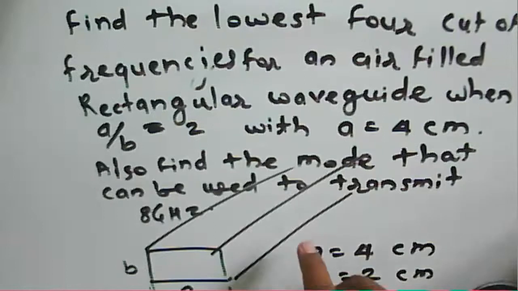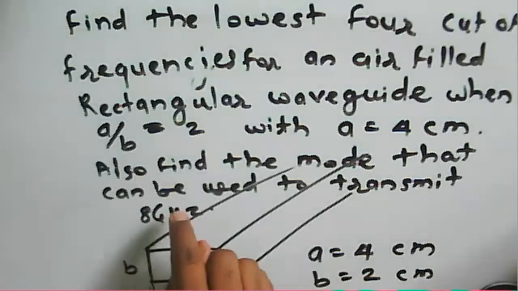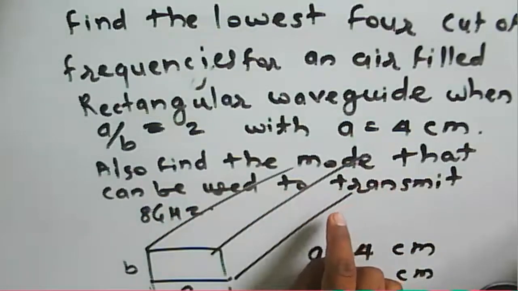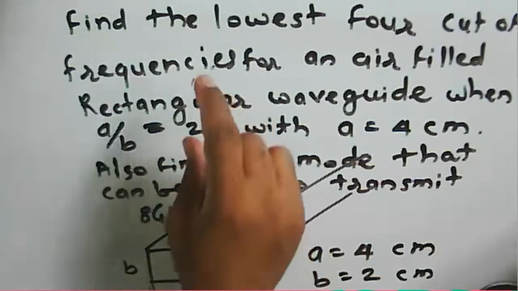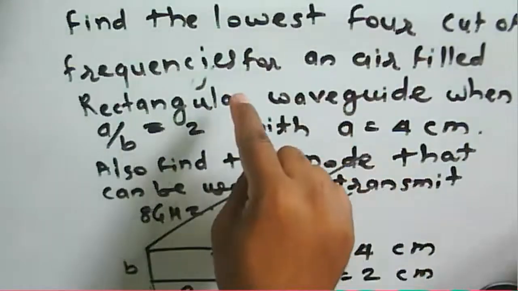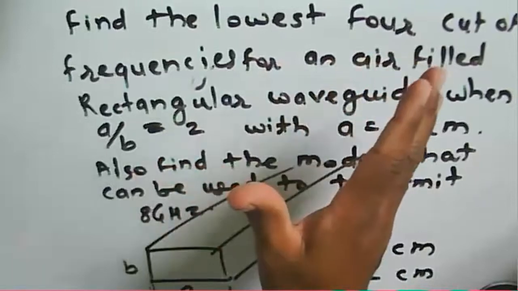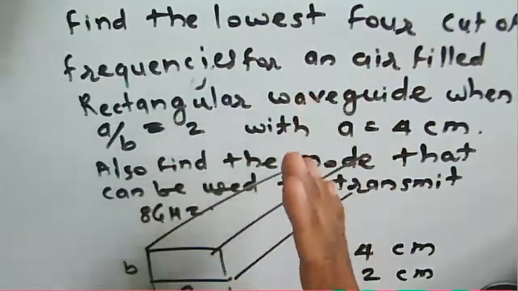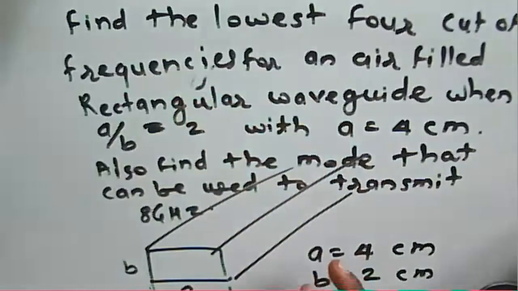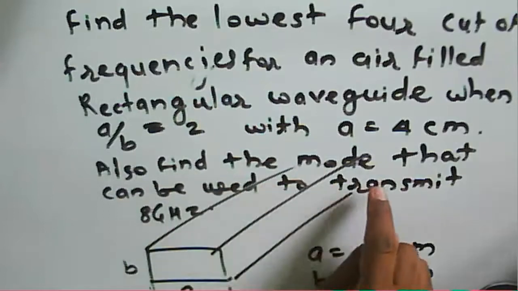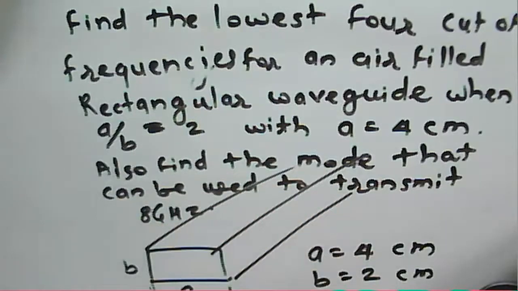Here we also have to find the mode that can be used to transmit an 8 GHz signal. So we need to find out the lowest four cutoff frequencies for the air filled rectangular waveguide with these values of A and B. Once we get those four frequencies, we need to find out which cutoff frequency will allow to pass, or which particular mode can be used to transmit the 8 GHz signal frequency. That is our aim. So first we find out the first four cutoff frequencies.